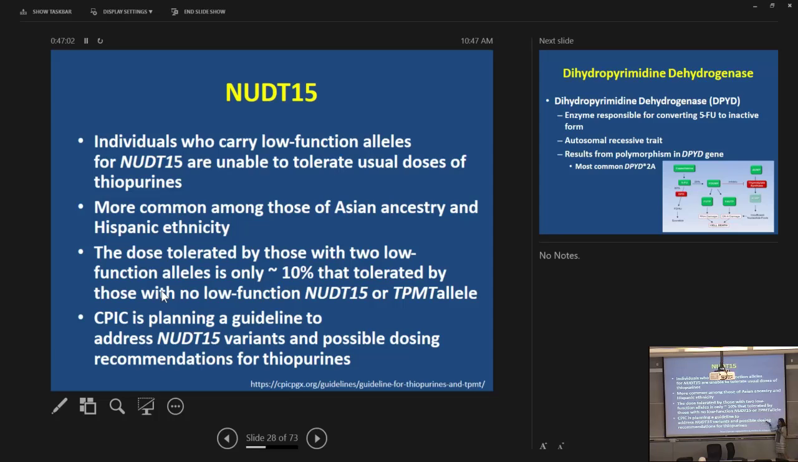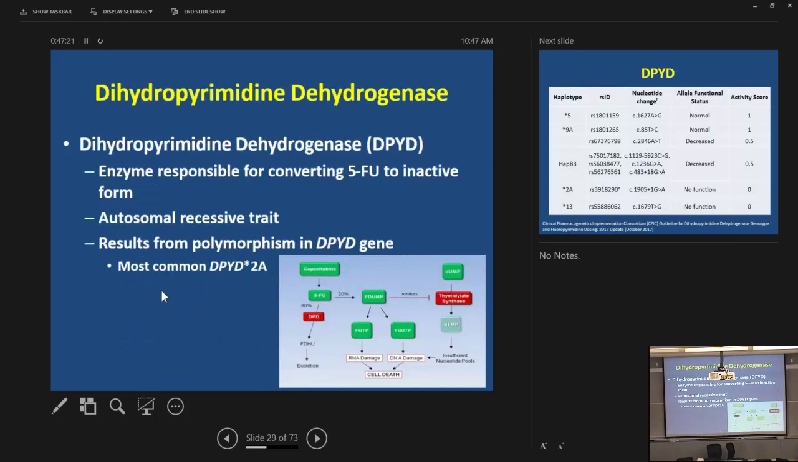CPIC has not developed a guideline around NUDT15 yet, but it's on their radar. It's on their website. If you look at it, it says they're going to be putting together a guideline with dosing recommendations for it. Okay. So a couple of different germline mutations that affect the thioguanines.